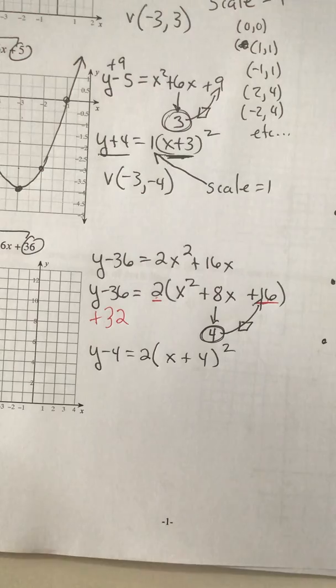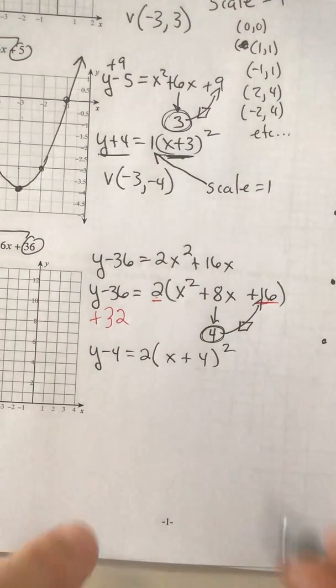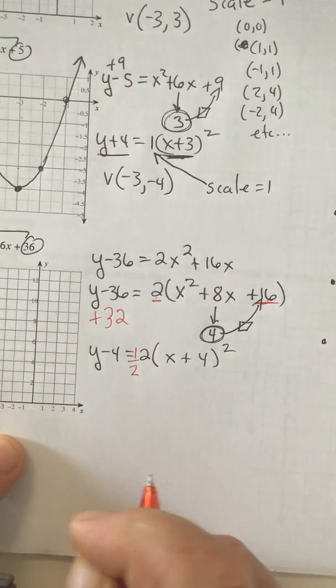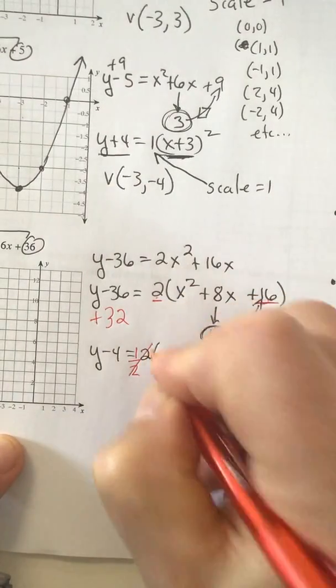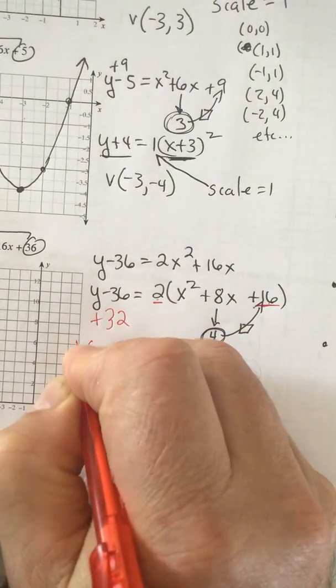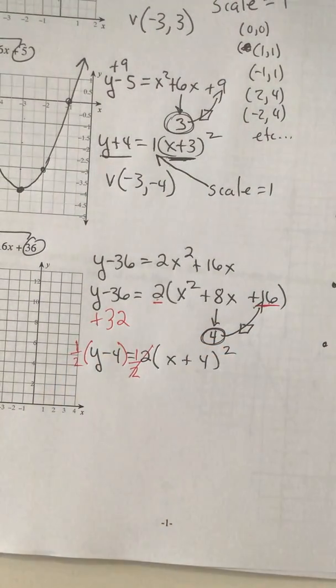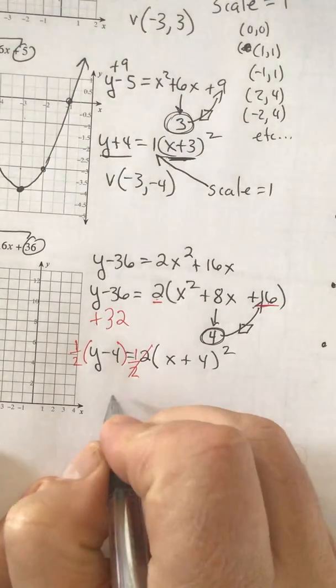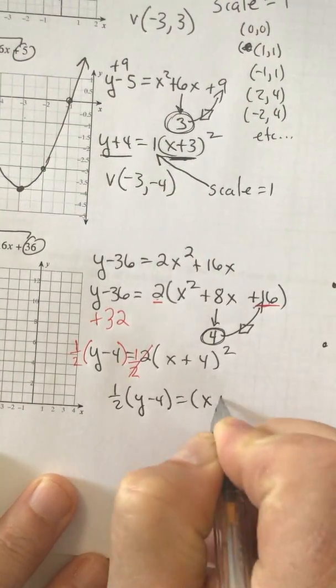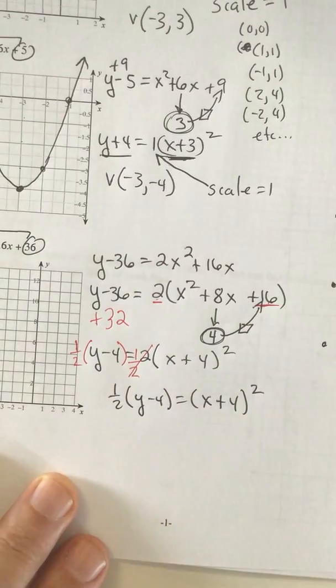So if we do x plus 4 times another x plus 4, it goes back to that. Okay, so trying to get it in transitive form, now I'm going to get rid of this 2, so I'm going to multiply off 1/2. I'm going to multiply that side by 1/2, and then multiply this side times 1/2. So I have 1/2 y minus 4 equals x plus 4 all squared.